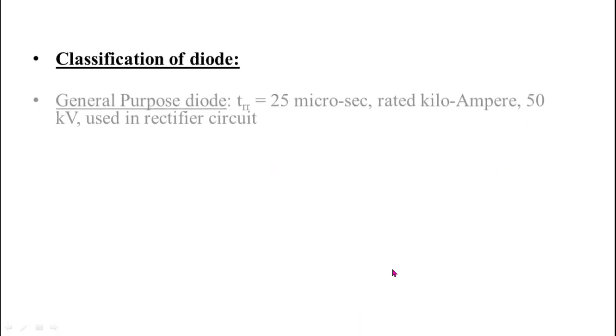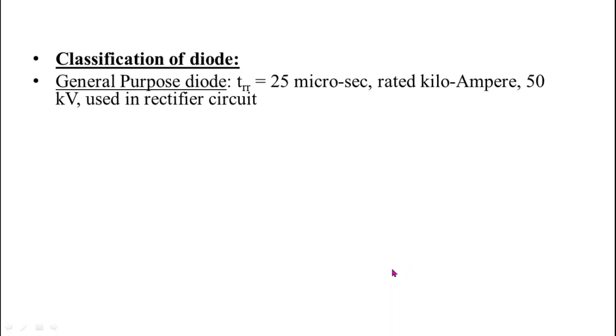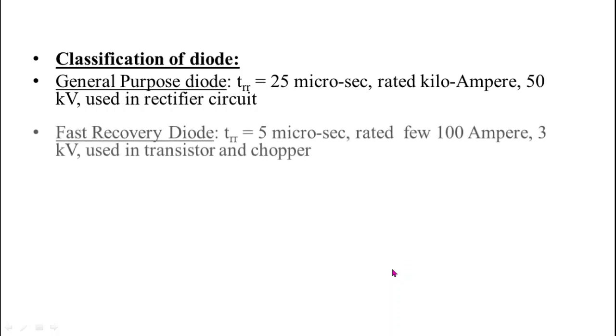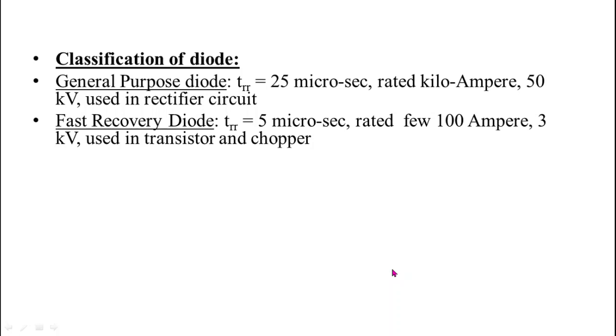Now classification of diode. Diodes are classified based upon the time TRR. For a general purpose diode, TRR is nearly equal to 25 microsecond. They are rated for kiloamperes and kilovolts. They are used in rectifier circuits. Second is the fast recovery diode. For them, TRR is nearly equal to 5 microsecond. They are rated for a few hundred ampere and 3 kilovolt. They are used in transistor and chopper circuits.